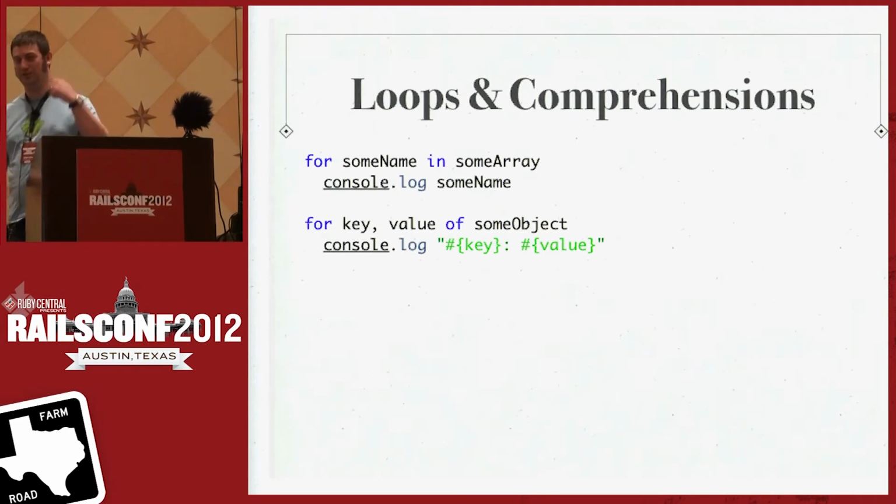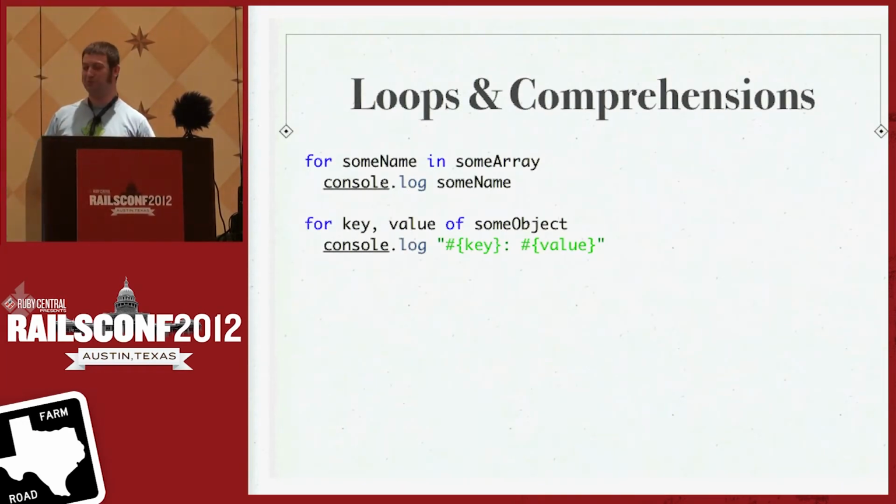So, loops and comprehensions, right? Moving on to some kind of fun little tricks that CoffeeScript will let you play. There's two types of loops in CoffeeScript. There's the array loop and the object loop. So in CoffeeScript, you can do for some name in some array, and then a bunch of code that gets executed underneath it. Very similar to a for loop in Ruby. And for an object, you can do for key value of some object. And then loop through, you know, the key value pairs and print them out.